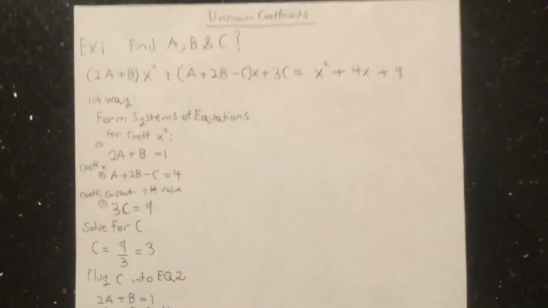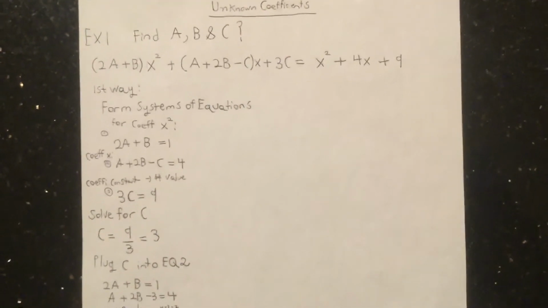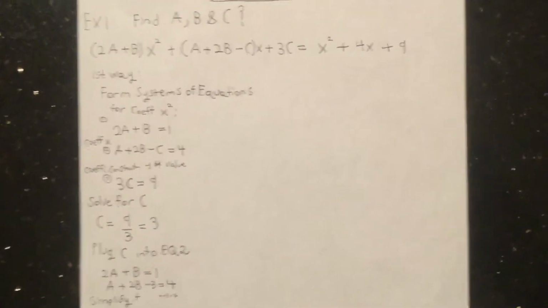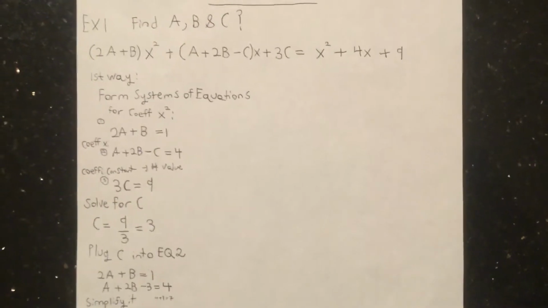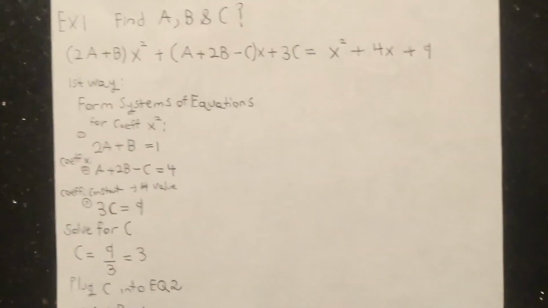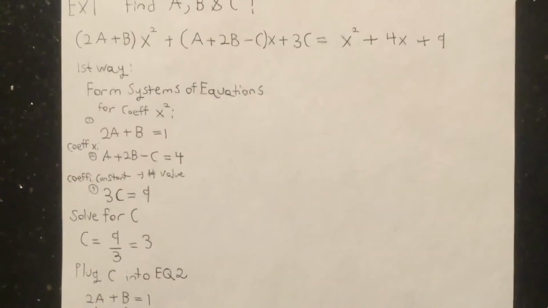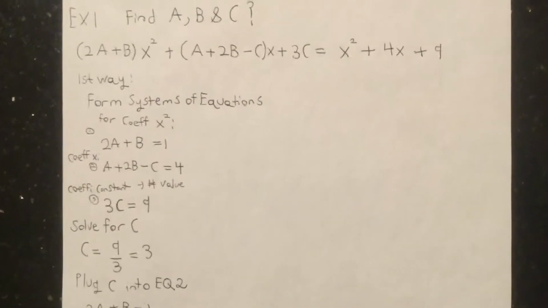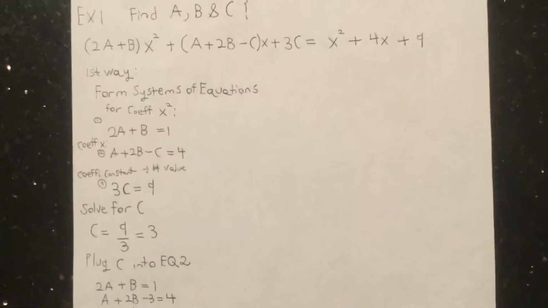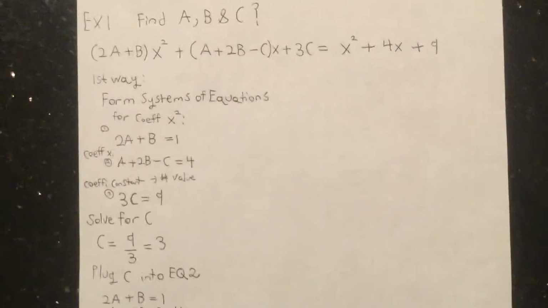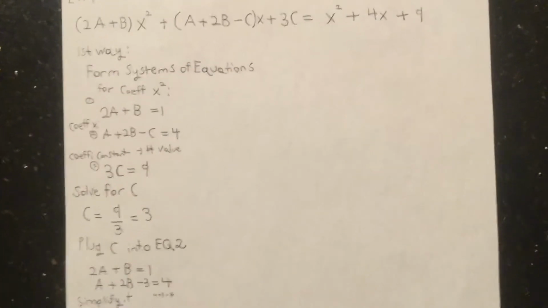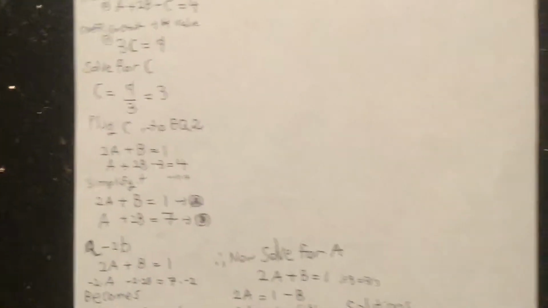For the first coefficient, we're talking of degree 2, for the coefficient of x squared, equation number 1 is 2a plus b equal to 1. The 1 comes from 1 times x squared on the right-hand side. For the coefficient of x, you have a plus 2b minus c equivalent to 4. For the constant, just note that the constant is a numerical value in this problem. 3c is equal to 9. 3 times 3 is 9, so c is 3.